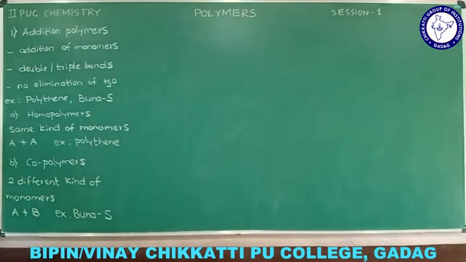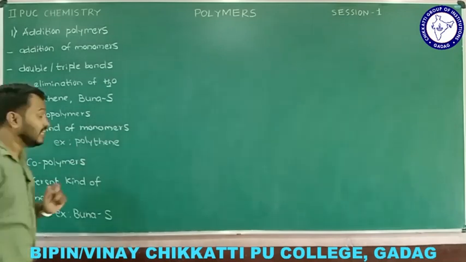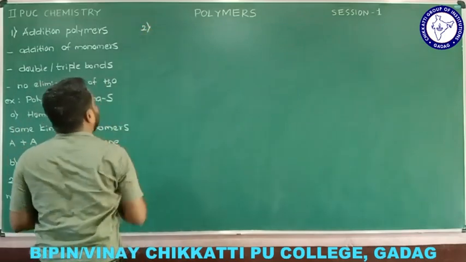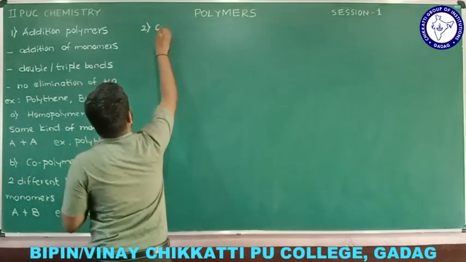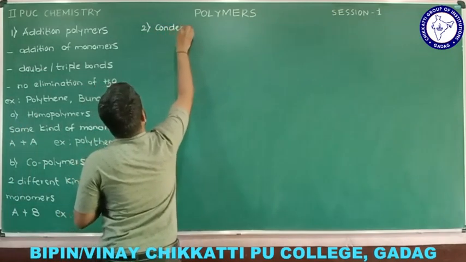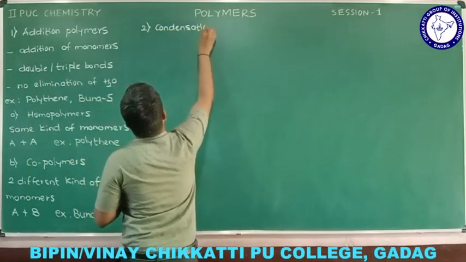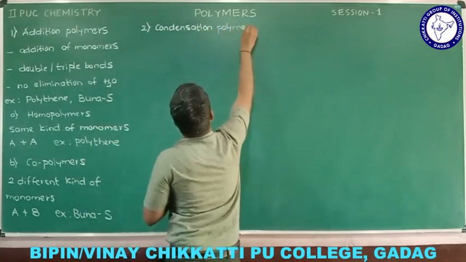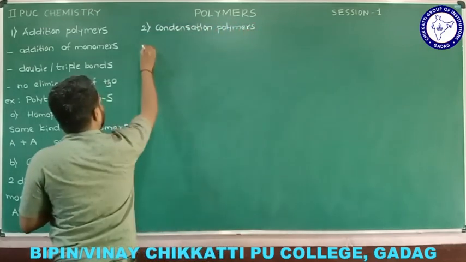So addition polymers can be classified into two subclasses, homopolymers and copolymers. The second type of polymer we call condensation polymers. I am going to write here: condensation polymers. So we'll see what condensation polymers stand for. So let me write here.